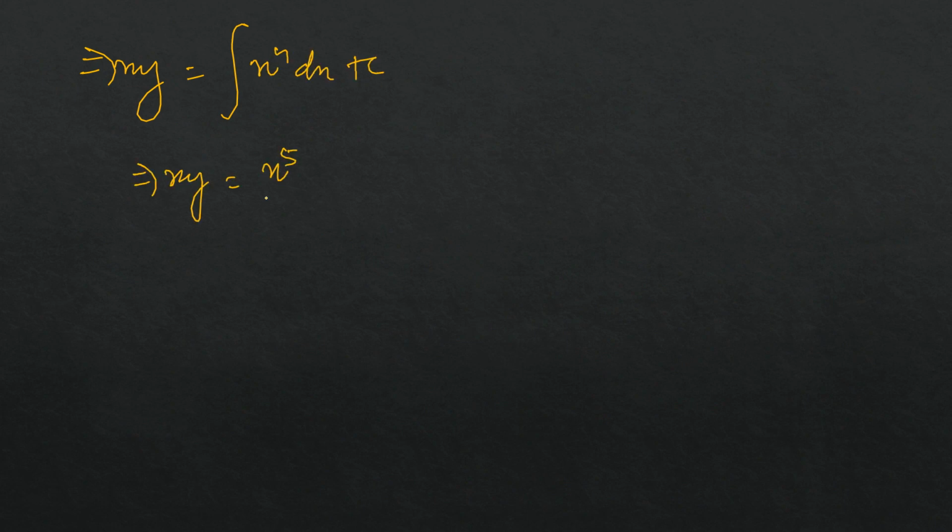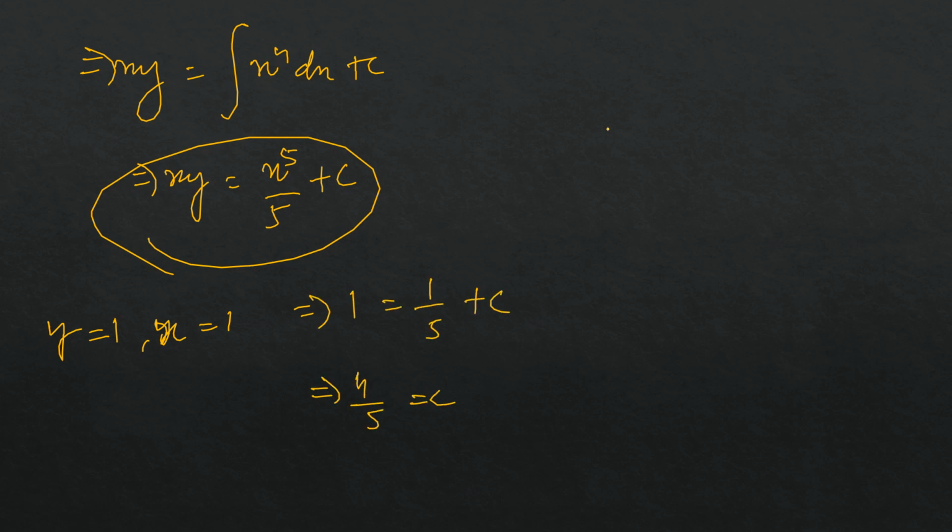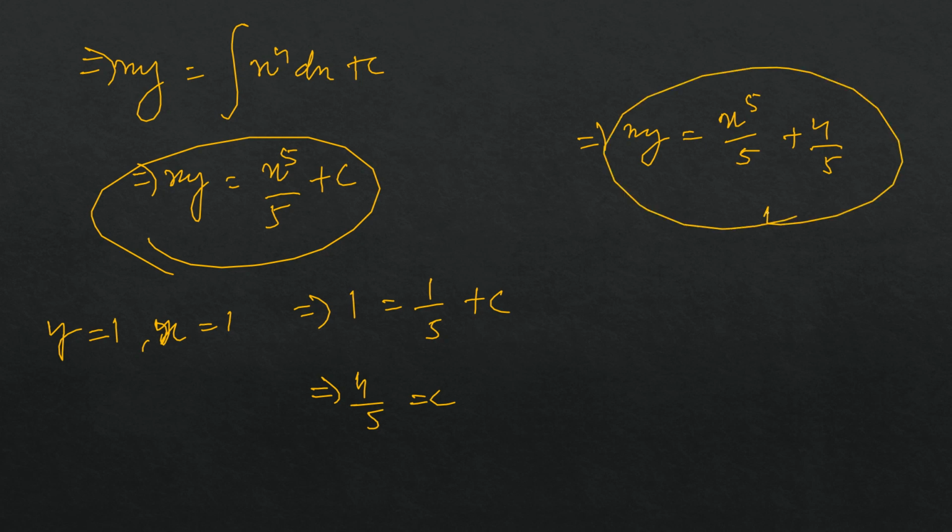So xy is equal to the integral of x^4 dx plus c. xy is equal to x^5/5 plus c. Y is equal to 1 and x is equal to 1, so 1 is equal to 1/5 plus c. 4/5 is equal to c. So xy is equal to x^5/5 plus 4/5. Okay, that is the answer.